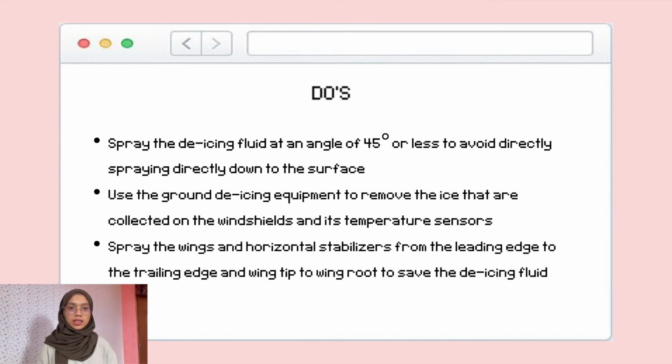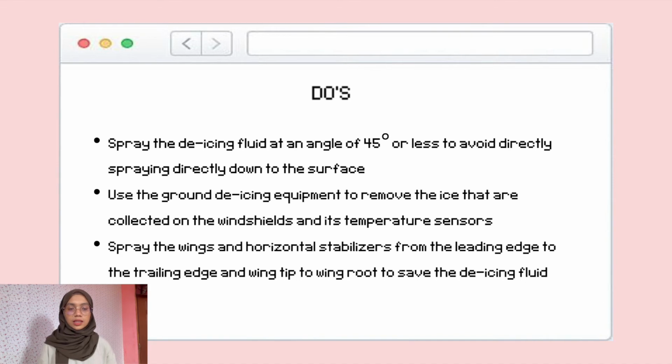And the second one is when you are de-icing an airplane, you have to use the ground de-icing equipment to remove all the collected ice from the windows, windshield, and also the temperature sensors, to avoid any damage that can be caused to the equipment.